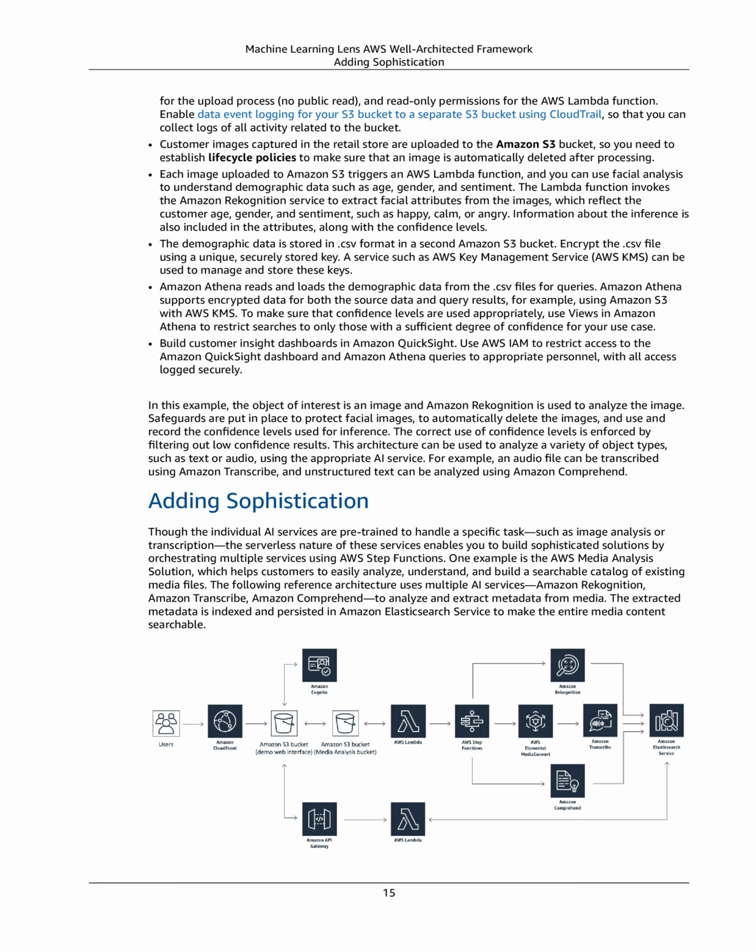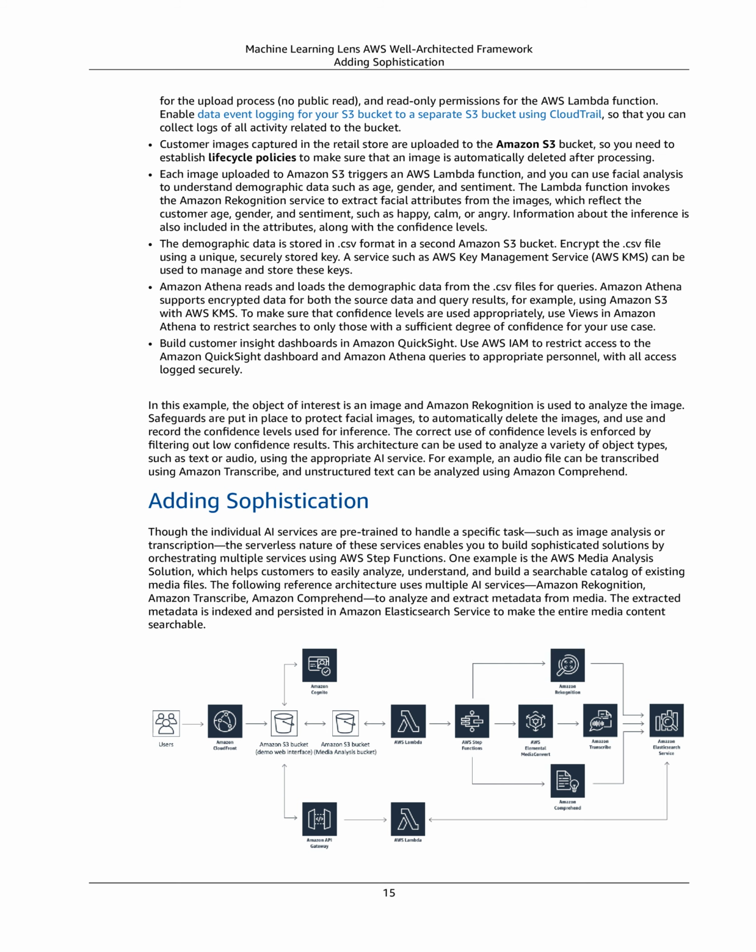The demographic data is stored in CSV format in a second Amazon S3 bucket. Encrypt the CSV file using a unique, securely stored key. A service such as AWS Key Management Service, AWS KMS, can be used to manage and store these keys. Amazon Athena reads and loads the demographic data from the CSV files for queries. Amazon Athena supports encrypted data for both the source data and query results, for example, using Amazon S3 with AWS KMS. To make sure that confidence levels are used appropriately, use views in Amazon Athena to restrict searches to only those with a sufficient degree of confidence for your use case.